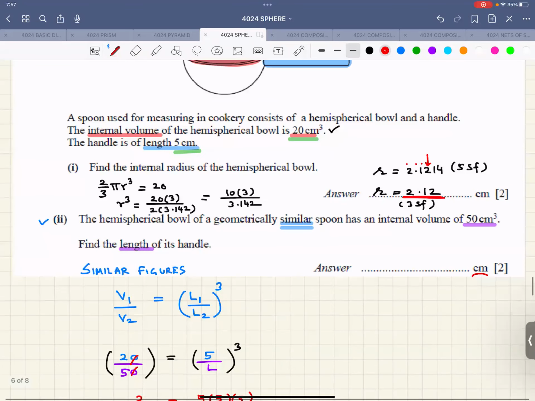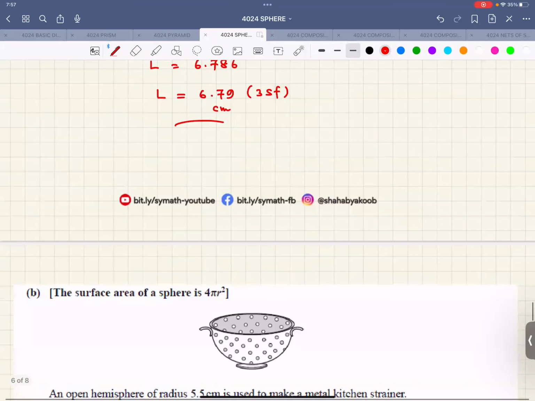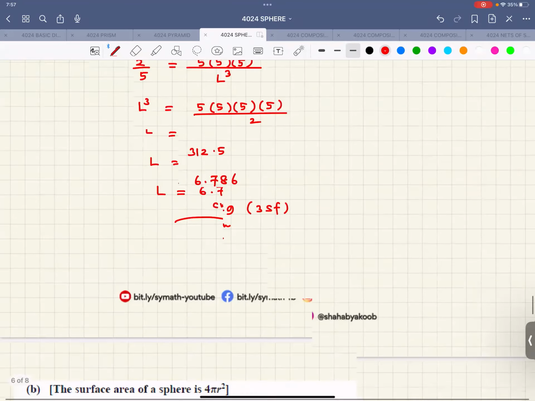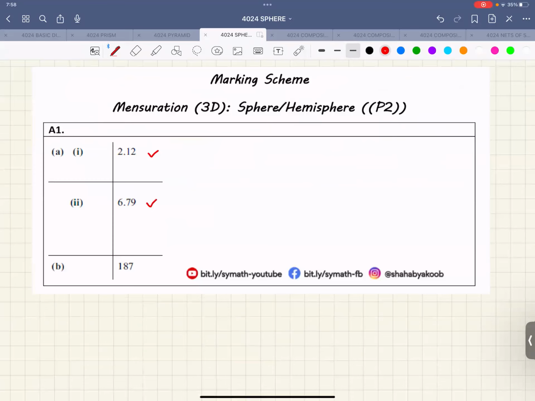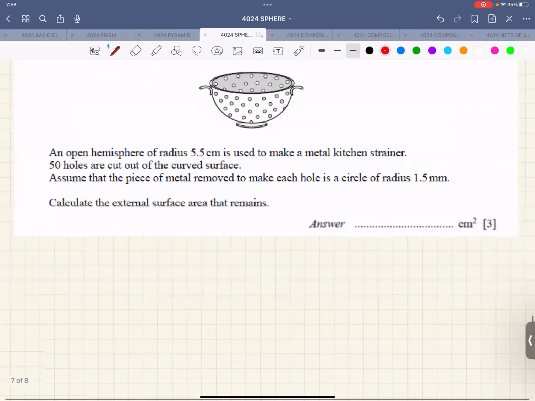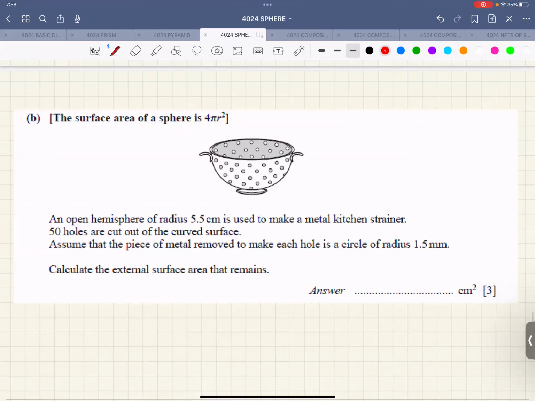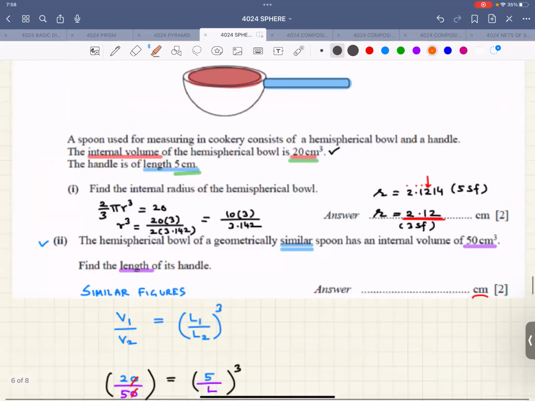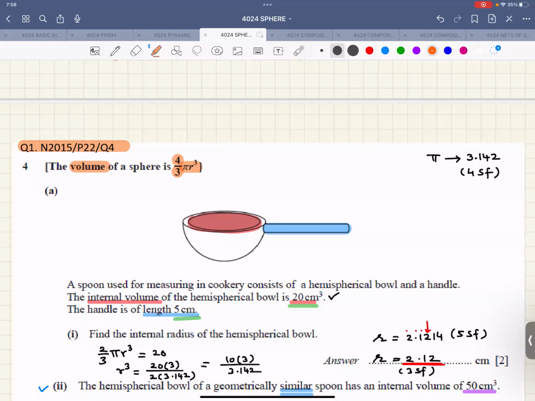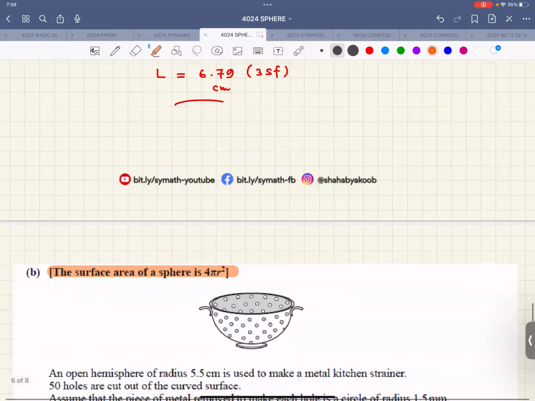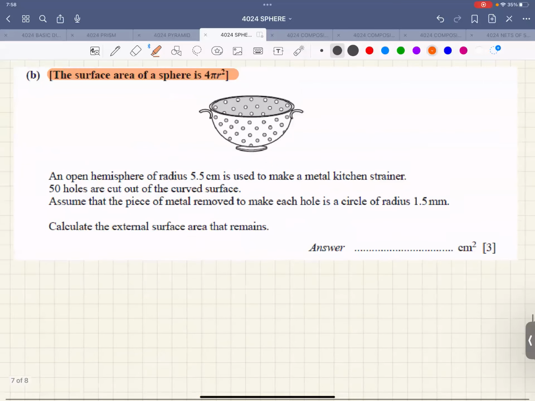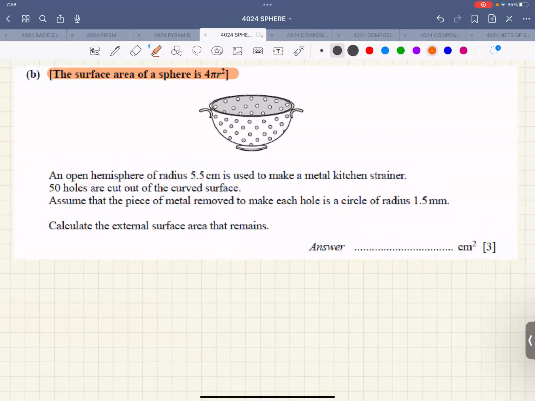Now let's double check the answer for this part. This is question number 1. So question number 1 is 2.12 and 6.79. So this is done. And let's now focus on this part. The question says, an open hemisphere. Now let me first underline this thing in orange. The surface area of a sphere is this much. And over here, the volume of the sphere was there, and this was a paper 2 question. So now it says the surface area of a sphere is this much, an open hemisphere. So let me underline this thing.